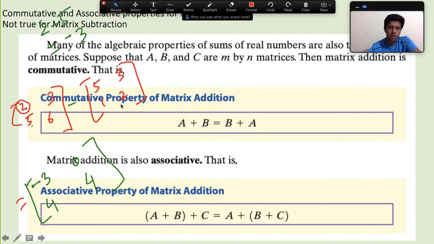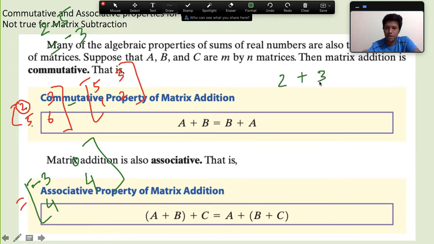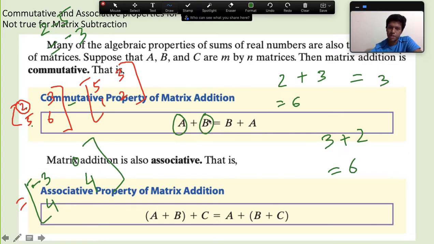Then it says that matrix addition is commutative. That means a plus b equals b plus a. It means very simple, we can show it with many numbers, but if you just look at a small, very simple example, let's say 2 plus 3 equal to 5, also 3 plus 2 equal to also 5. So if you interchange them, it doesn't matter. A plus b and b plus a is the same thing basically. You can write it in terms of matrix also, they will give you the same answer.